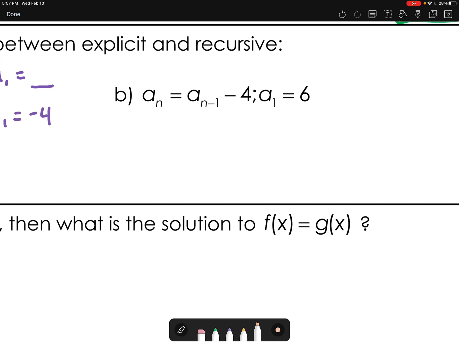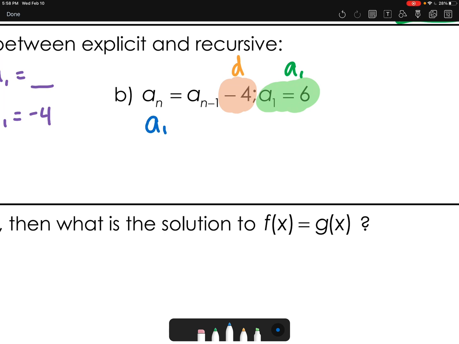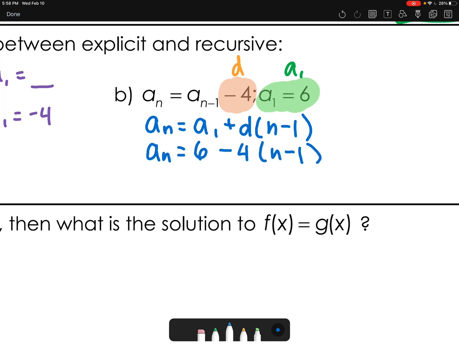Now this one gives it to us in recursive form, so I want to identify what I know. Negative 4 is my d, and a sub 1 is 6. Now I just want to plug this into the explicit form. Explicit form is a sub n equals a sub 1 plus d times n minus 1, and I'm plugging in a sub 1 and d. So I have a sub n equals 6 minus 4 times n minus 1.